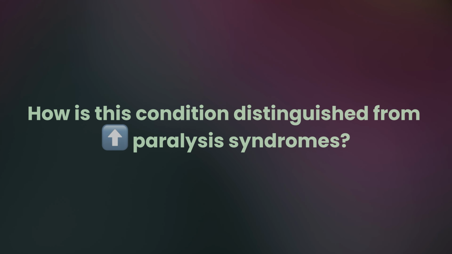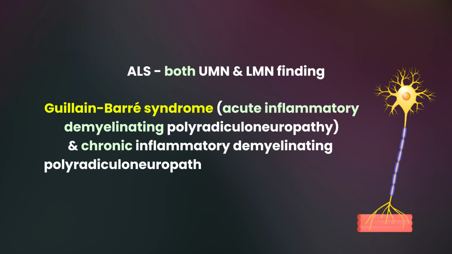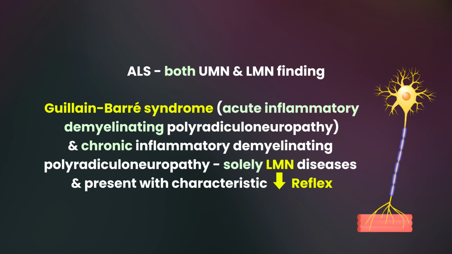How is this condition distinguished from the ascending paralysis syndromes? Amyotrophic lateral sclerosis has both upper motor neuron and lower motor neuron findings, whereas Guillain-Barré syndrome, or acute inflammatory demyelinating polyradiculoneuropathy, and chronic inflammatory demyelinating polyradiculoneuropathy, are solely lower motor neuron diseases and present with characteristic decreased reflex response.